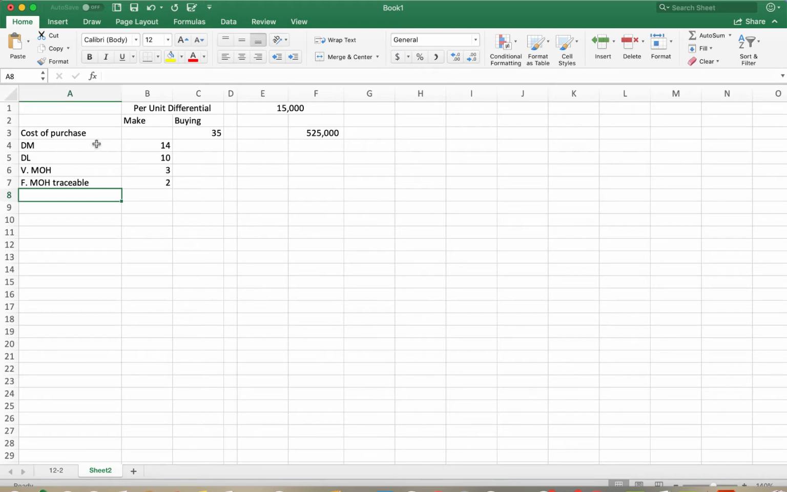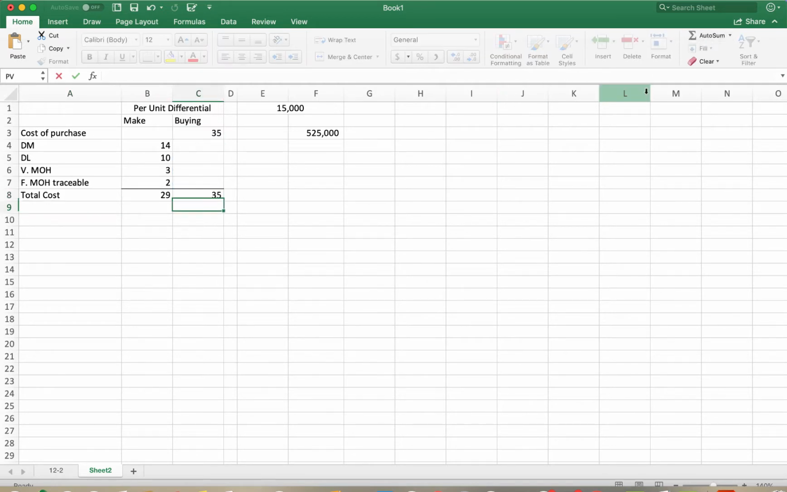Okay? So what we're going to do now is just add up these two columns. What is the total cost? Well, to make a carburetor, in our example, it's going to cost us $29, as opposed to buying it, $35. So we can see right off the bat, there's a financial disadvantage of buying carburetors.